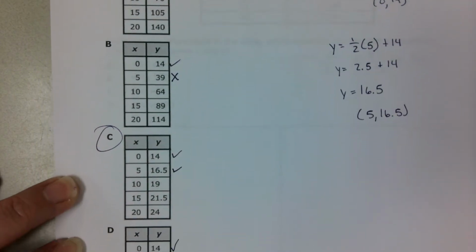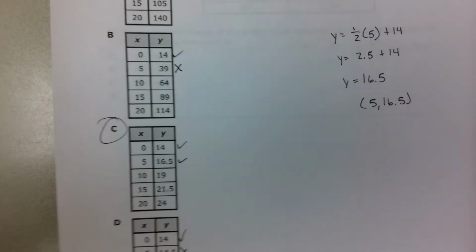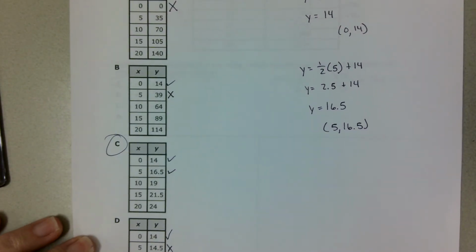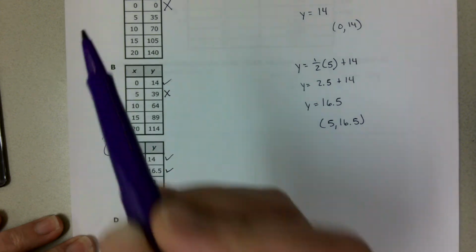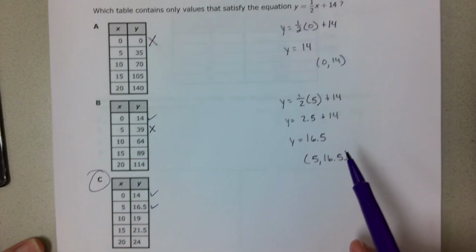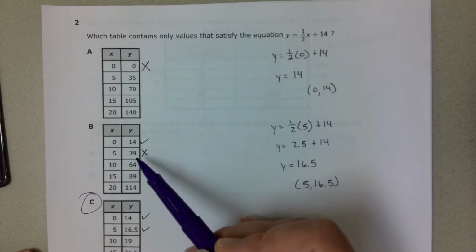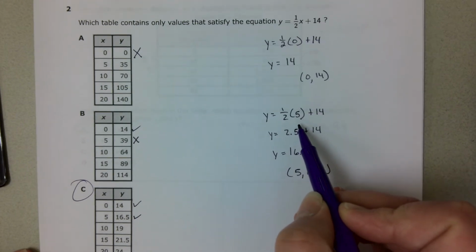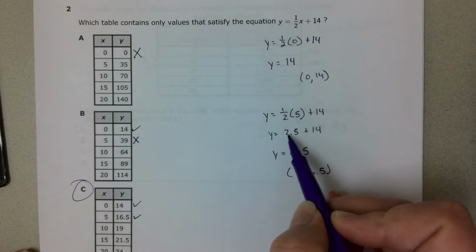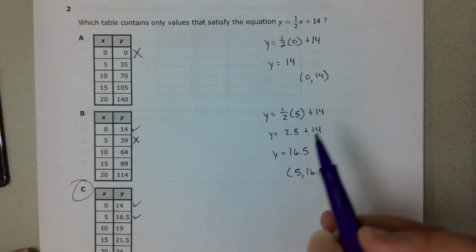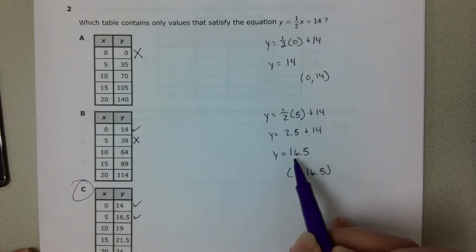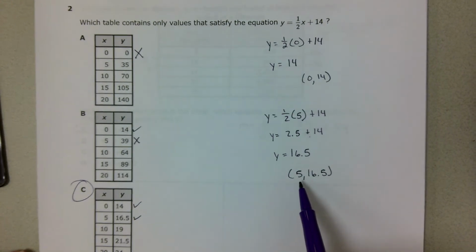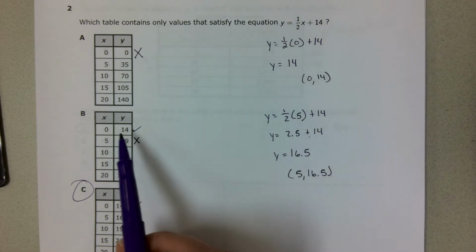But the rest of them do have, and I'm going to zoom out a little bit here, that 0, 14 as the very first point there. Next, we're going to look at 5 because that's my next x value in my table. And so I substituted 5 in for x. 1 half of 5 is 2.5 plus 14. And 2.5 plus 14 is 16.5. Then I was looking at the point 5, 16.5.